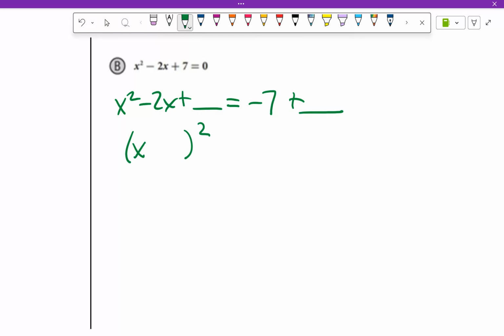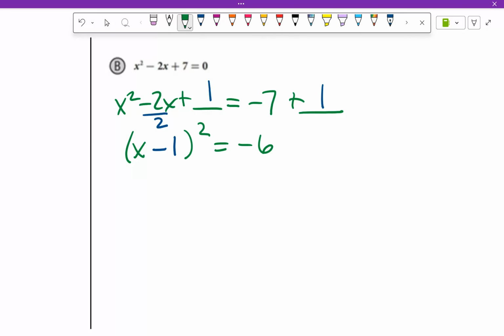Okay. All right. What am I supposed to do to that negative 2 now, that middle term? Divide it by 2. What do we get? Negative 1. Good. This even gives you a hint as to what you're supposed to do to the negative 1 if you do that step. So what am I supposed to do to that negative 1? Square it. What do we get? 1 to both sides. All right. What's negative 7 plus 1? Negative 6.